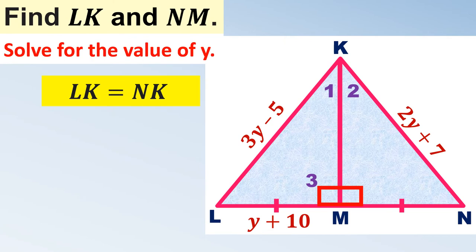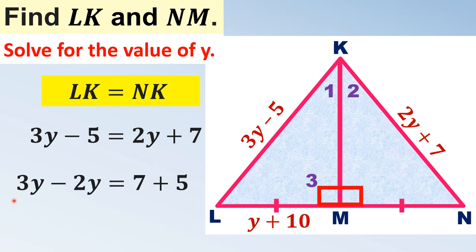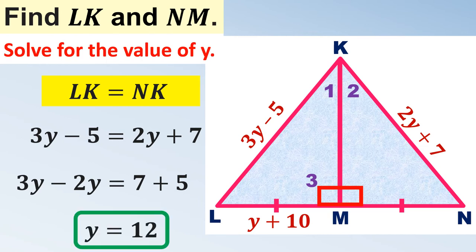Since LK is equal to NK, we can have 3y minus 5 is equal to 2y plus 7. And by subtraction property of equality, we subtract 2y on both sides. And also, addition property of equality, we add 5 on both sides. So, we will be having 3y minus 2y is equal to 7 plus 5. Then simplify, y is equal to 12.